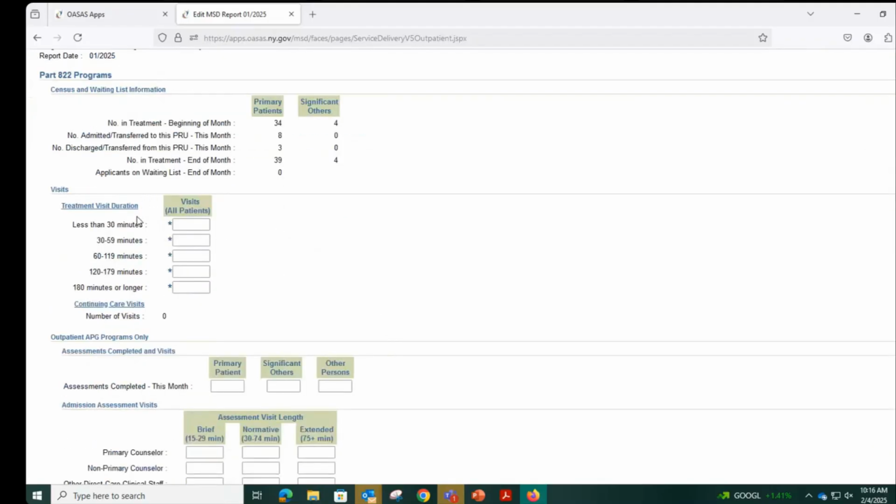And here we come down to the treatment visits, and as we mentioned, they are threshold visits. You just put in the total number for the month. So I will put in some data here. If I see an asterisk, it means it's a required item. I can't save this MSD unless I put something in that box, even if it's 0. So I'll put 0 for 180 or higher.